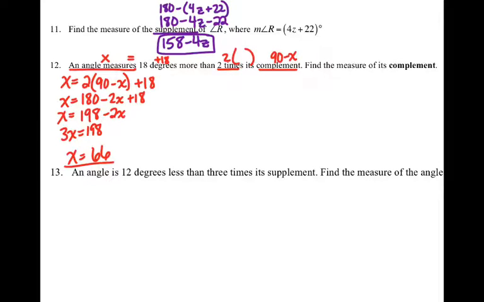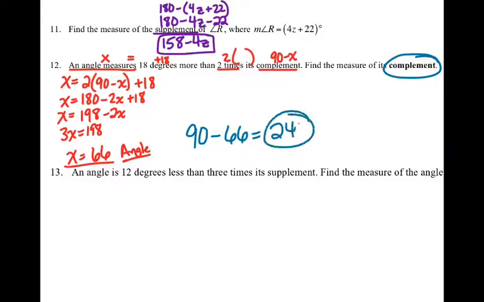Okay, I got halfway through that problem before it cut off. So number 12, you get down to x equals 66. Now, x equals 66 is our angle, okay? Well, the problem asks for our complement, so you still have to go back and find the complement of the angle. So the complement would be 90 minus your angle, so 90 minus 66, so you get 24 degrees. So the correct answer to number 12 is 24 degrees, okay?